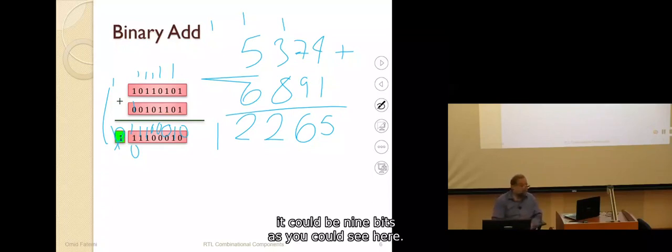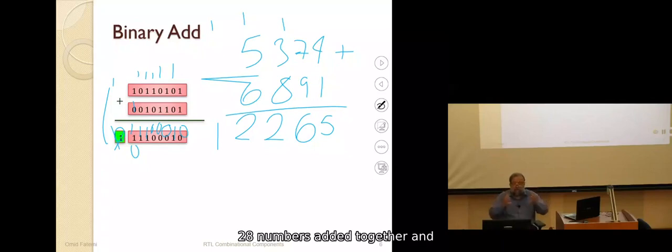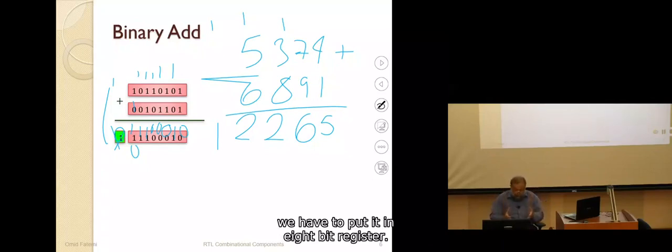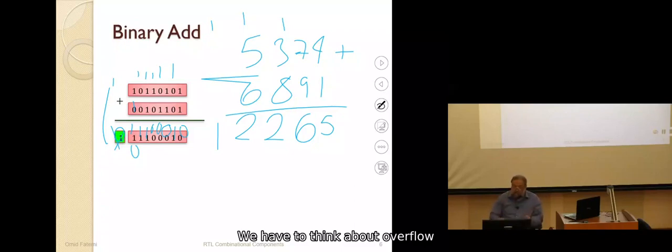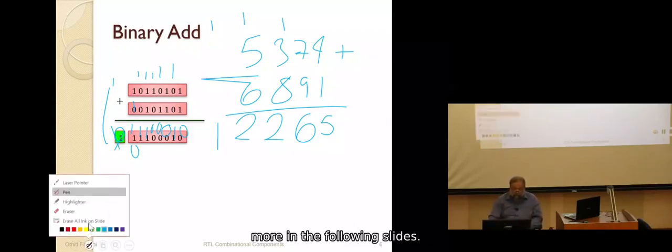It could be 9 bits, as you could see here, for example. So at that time, we say that we have overflow because we are in 8-bit operation. Two 8-bit numbers added together, and we have to put it in an 8-bit register, but it doesn't fit. So we have overflow. We have to think about overflow more in the following slides.